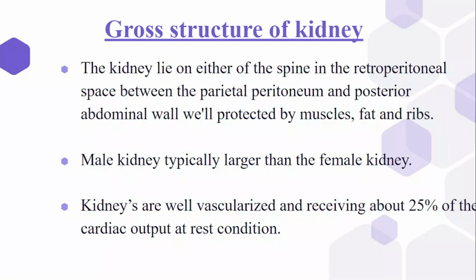Firstly, we are going to discuss the gross structure of the kidney. Your kidneys lie on either side of the spine in the retroperitoneal space between the parietal peritoneum and the posterior abdominal wall. It is well protected by muscles, fat and ribs. Clear? The male kidney is typically larger than the female kidney. Your kidneys are well vascularized, receiving about 25% of the cardiac output at rest.